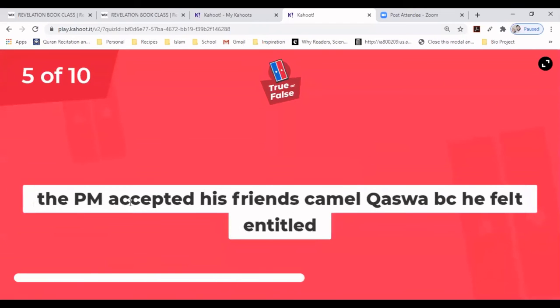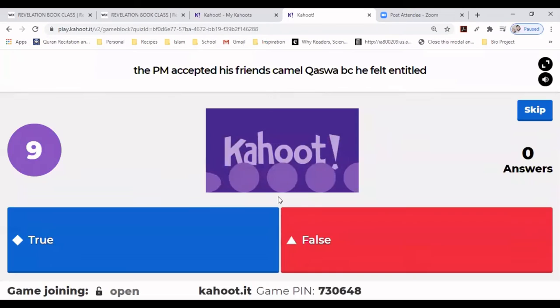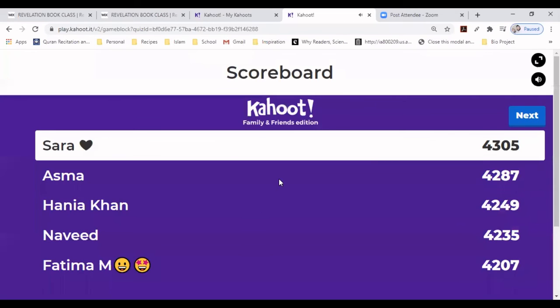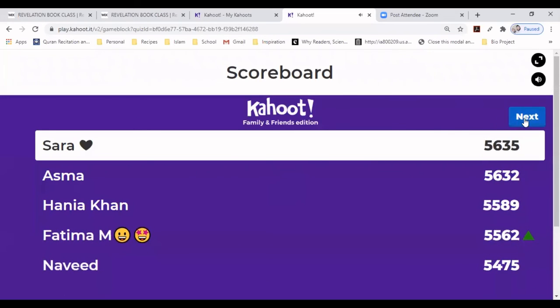The Prophet Muhammad accepted his friend's camel Qaswa because he felt entitled. Is that true or false? Did he accept his friend's camel because he felt entitled? The answer is false. Everybody got a home run on that one. MashaAllah. Good job. We are getting to know this Sirah.